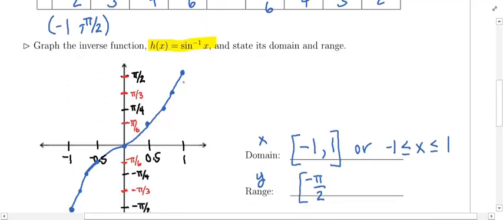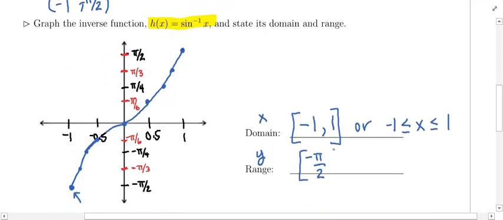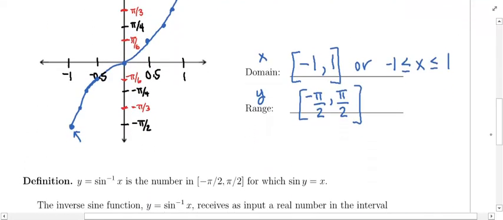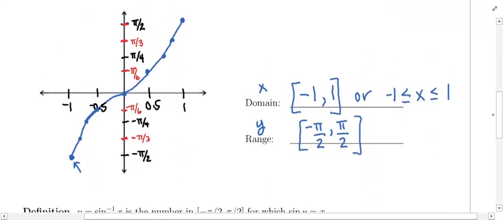Then if we go to our highest point, the y coordinate there is going to be positive pi over 2. We do include pi over 2 as an output because it is the output when the input is 1. So your y values go between negative pi over 2 and positive pi over 2. We could also write it this way, using the inequality notation.